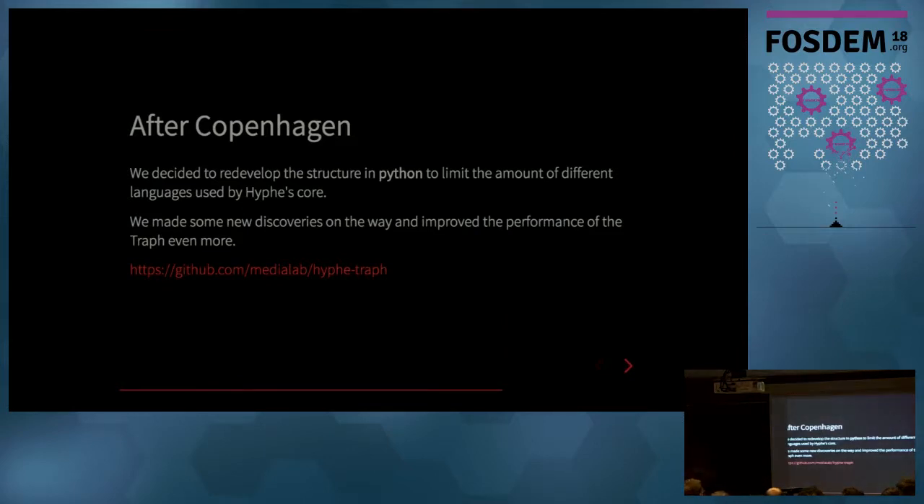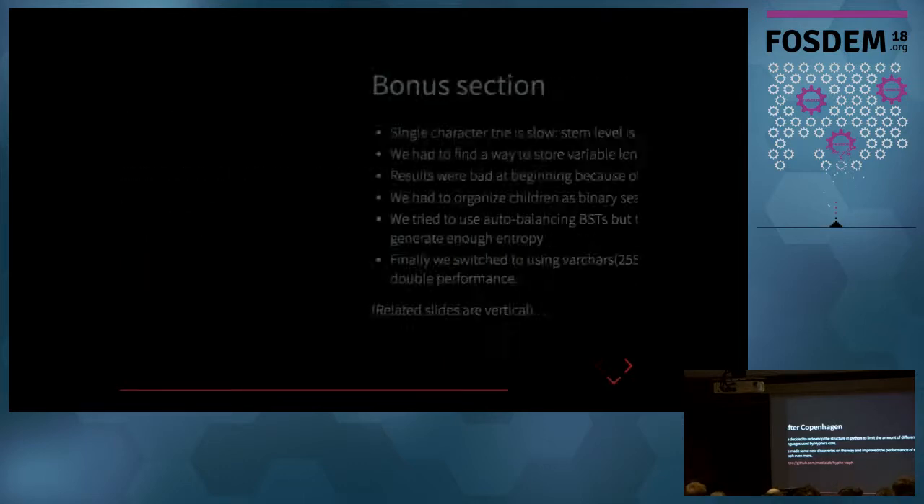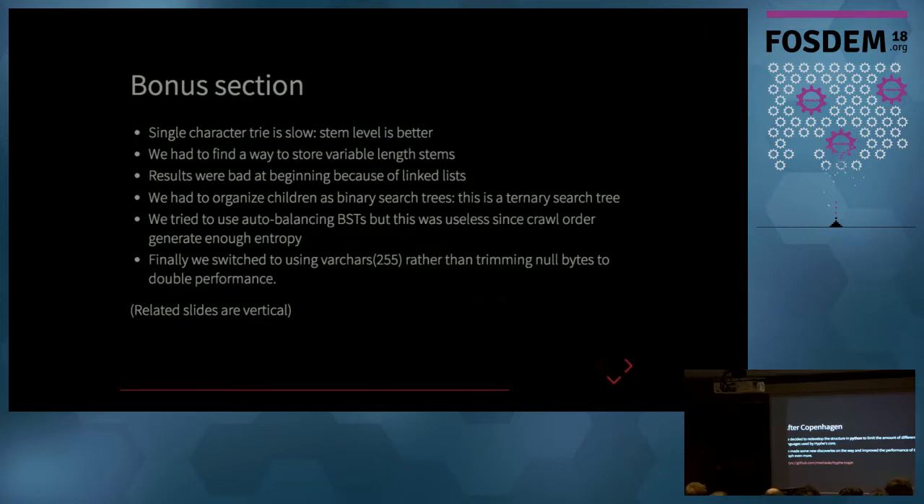So after Copenhagen, we came back, we chilled, and we decided to redevelop all the structure in Python. Why? Because we wanted to limit the amount of languages used by our crawler's core. And by doing that, we made some new discoveries on the way, and we improved the performance of the Traph even more. So you have the source code if you want to check it. So here is a bonus section. I will just go fast because we don't have time.